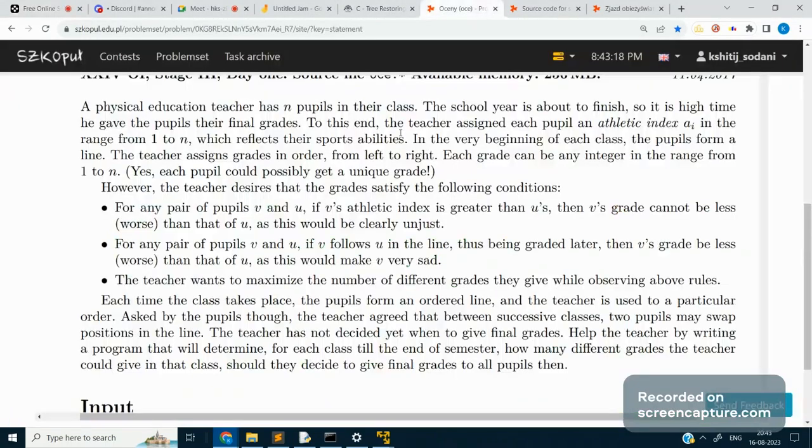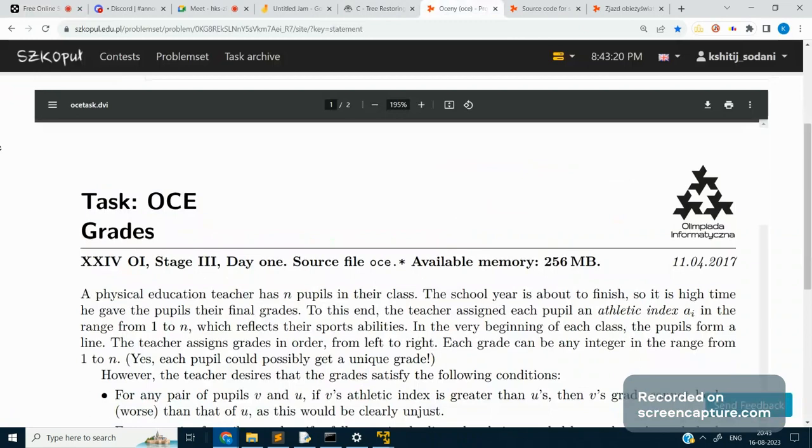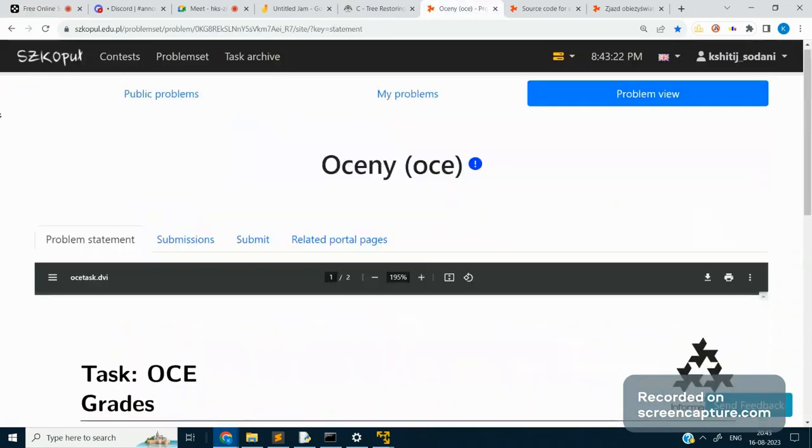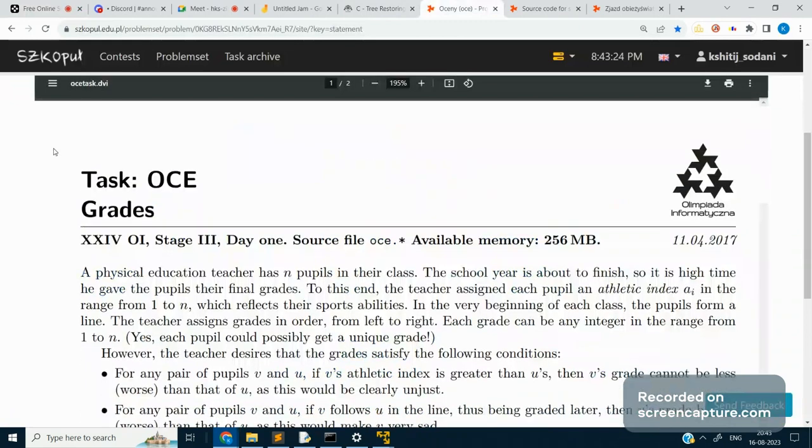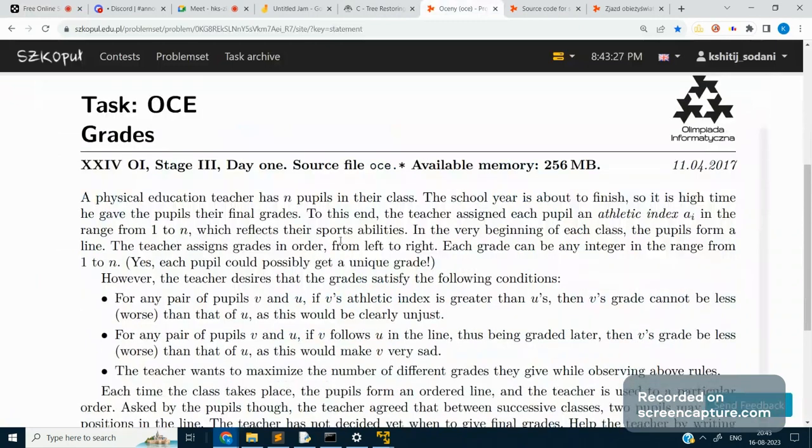So the first problem I will be covering today is a problem from Polish Olympiad 2017, Grades. In this problem there are n students in the class and they are in a line. The teacher has to assign grades which satisfy some conditions.